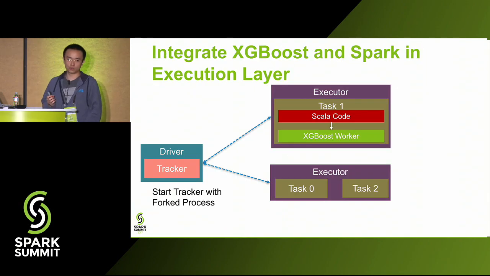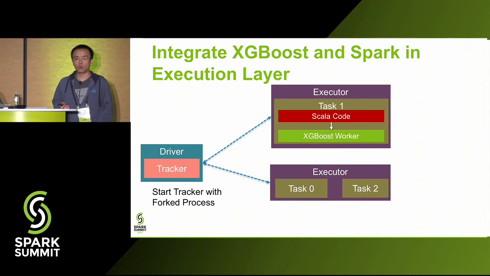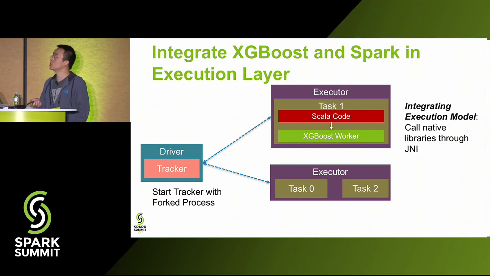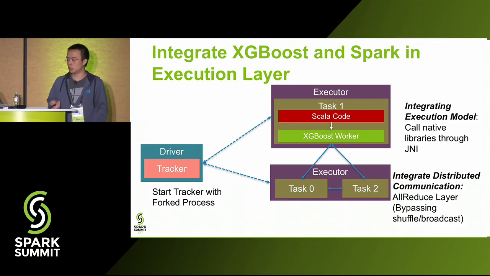The first thing for us to do is to start the tracker on the driver side. On the driver side, we start a tracker with a forked process. Then on the executor side, in each Spark task, we start the XGBoost worker with a JNI interface from Scala code. And then these workers communicate with each other with the original allreduce layer in XGBoost. This is the execution layer.